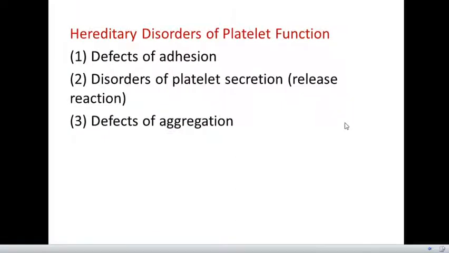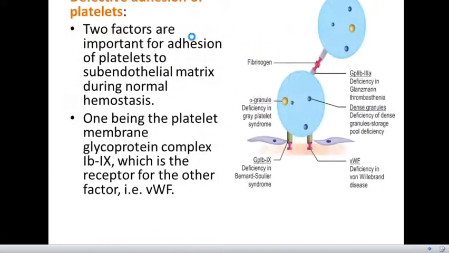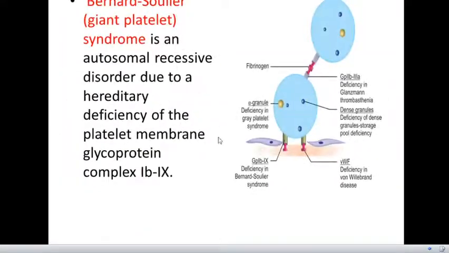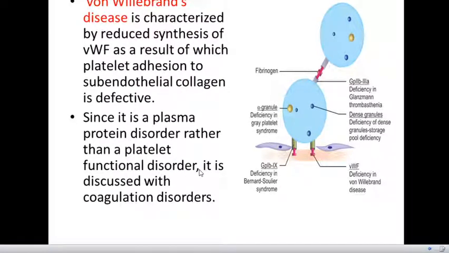So for defects of adhesion, two factors are important for adhesion. We have GP1B9, and we have von Willebrand factor. So this will lead to the condition called Bernard-Soulier syndrome. We have a deficiency of the glycoprotein complex 1B9, and then von Willebrand disease, because the receptor GP1B9 is missing, hence von Willebrand factor does not go and combine with the receptor GP1B9.